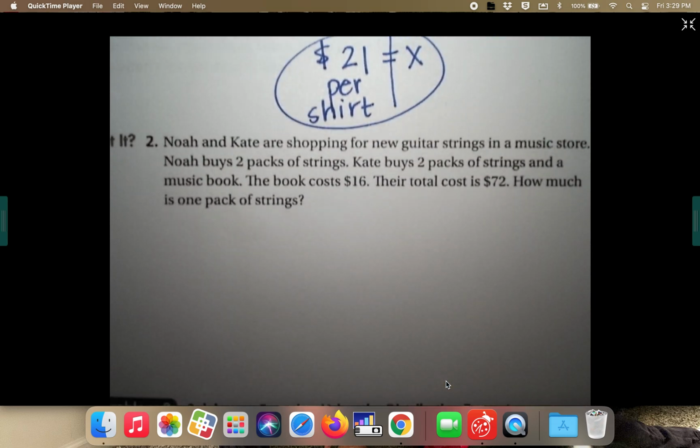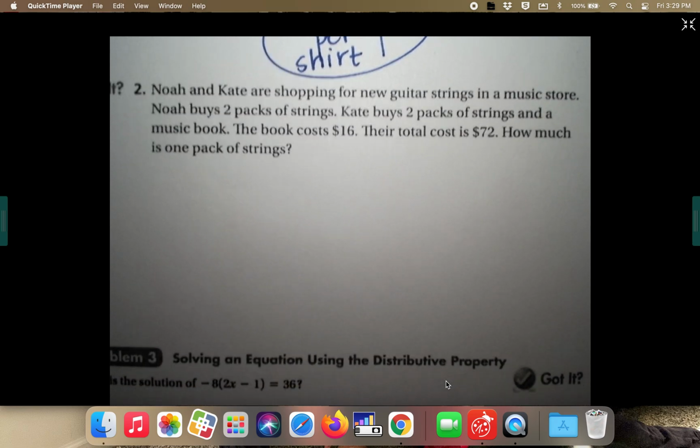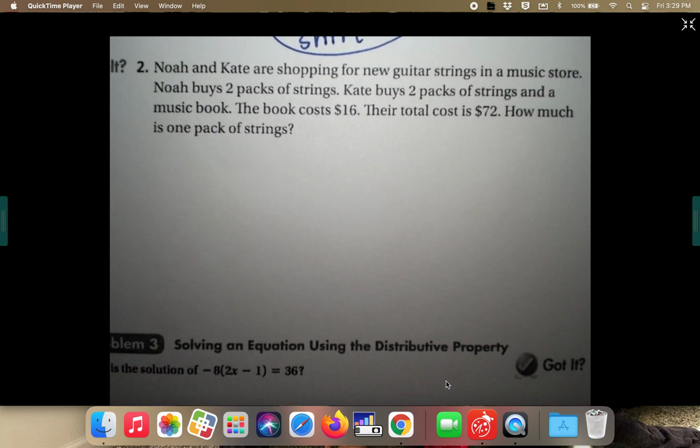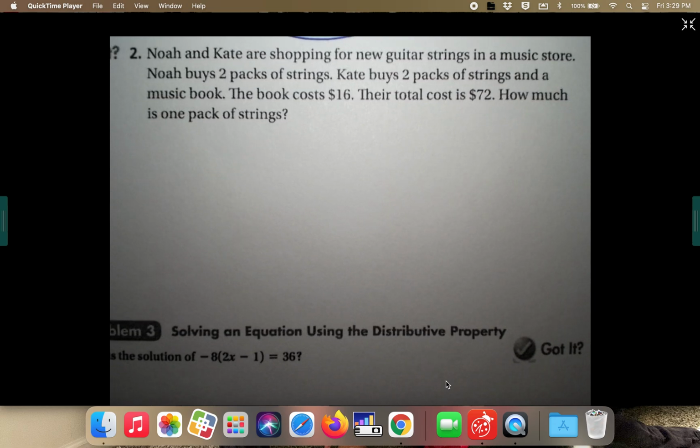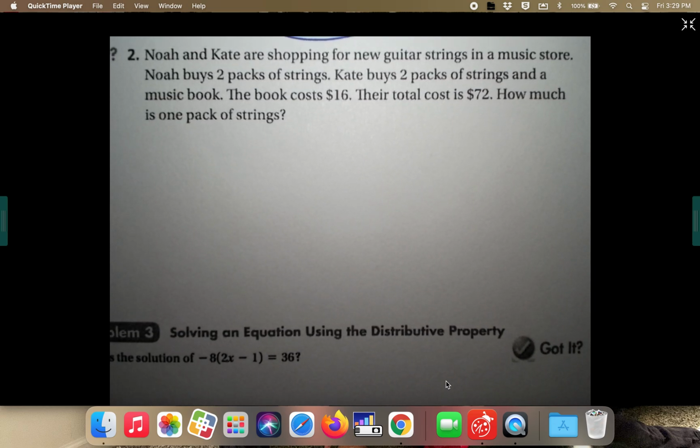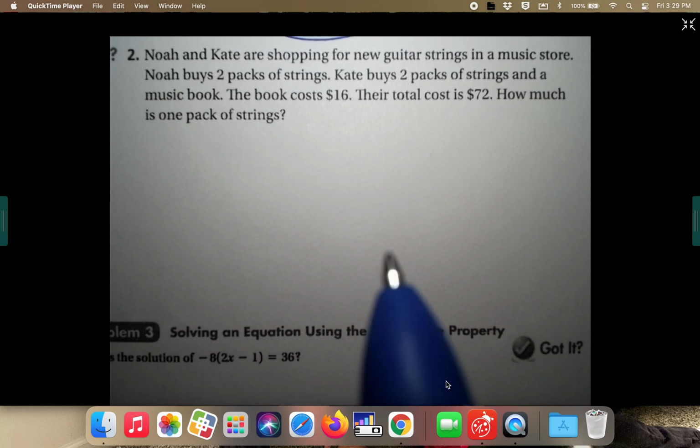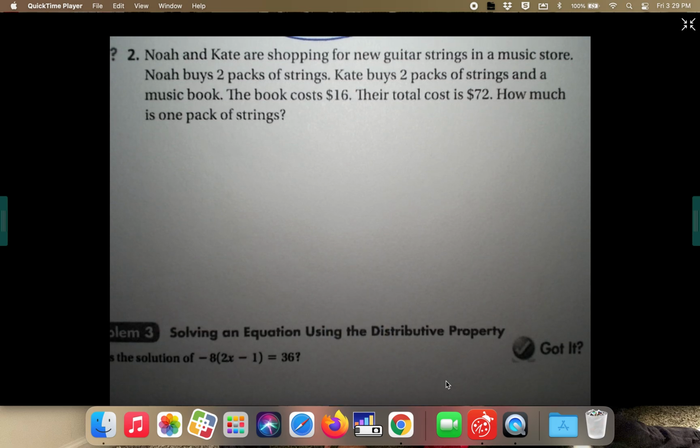All right, you have a word problem to try on the Got It. If you think you can set up an equation from a word problem, push pause and try it, I would encourage that. If not, I'll work it out with you as soon as I give you a chance to push pause.